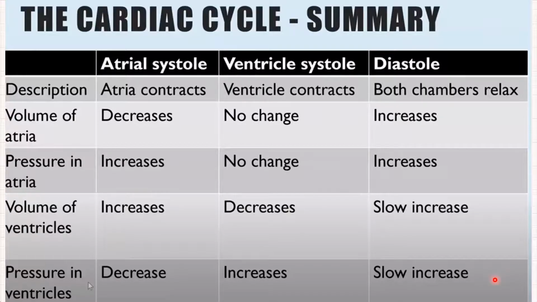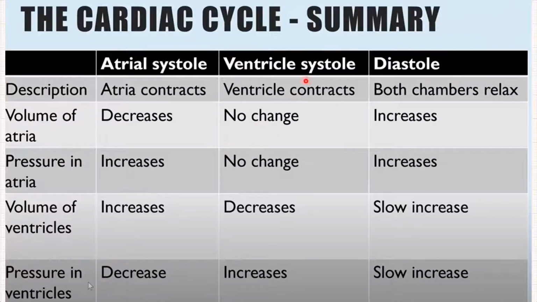Right. So remember, during atrial systole, the atria contract, right? As the atria contract, the size becomes small, so this causes the volume of the atria to decrease. But because of this, the pressure increases. Now, since this blood is being sent into the ventricle, and during atrial systole the ventricle is relaxing, ventricular diastole is taking place, the volume of the ventricles would increase, because blood is being pumped into the ventricles, and the pressure in the ventricles would decrease, right?